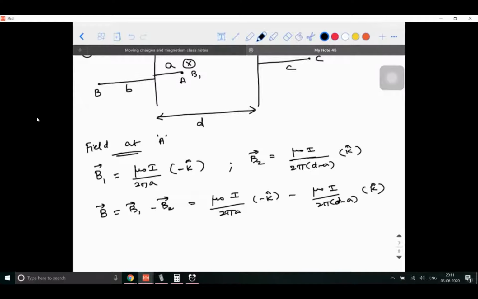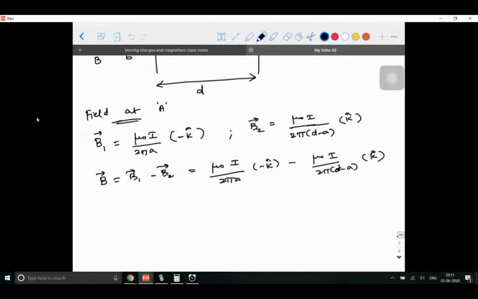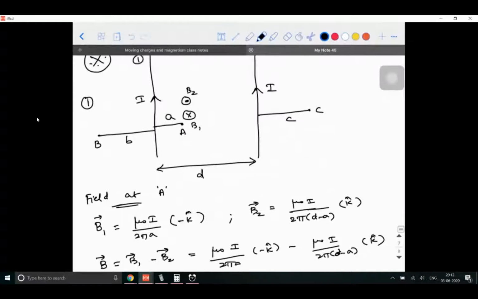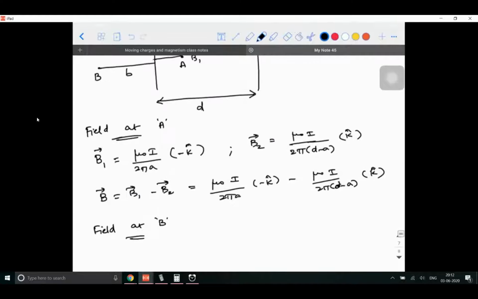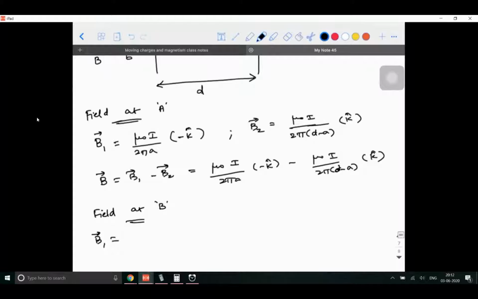Someone else told they have completed. Is it Rohit? Yes sir. So how do you calculate the field at B? The field due to the first wire would be positive K cap. What is going to be the magnitude of it? Mu naught I by 2 pi B, in the direction of positive K cap.